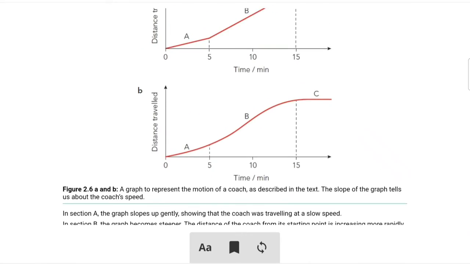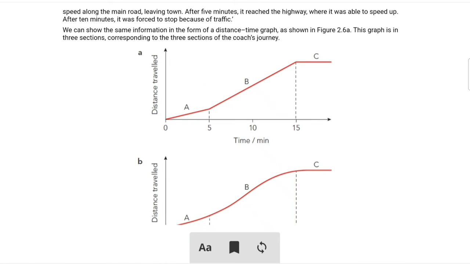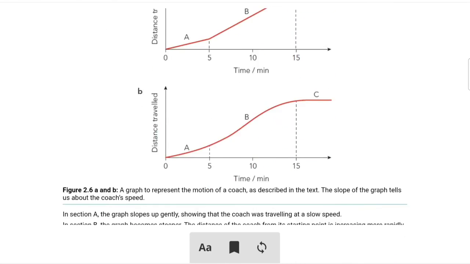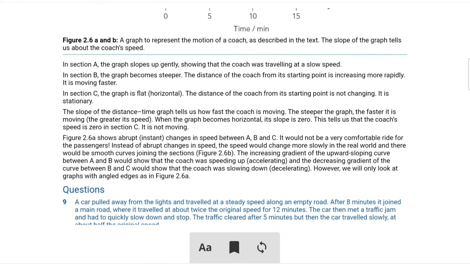അല്ലേ, ഈ പ്ലേസിൽ ഗ്രാഫ് എന്താ ഹോറിസോണ്ടൽ ആണ്. So that means what, is there a slope there? ഇല്ല, അവിടെ സ്ലോപ്പ് ഉണ്ടാവില്ല. എപ്പോഴും ഹൊറിസോണ്ടൽ ആവുന്ന സമയത്ത് there will be no slope. So the graph is horizontal, and that particular object is stationary, it will not be moving. Okay, so this tells us the coach's speed is 0. In section C it is not moving.